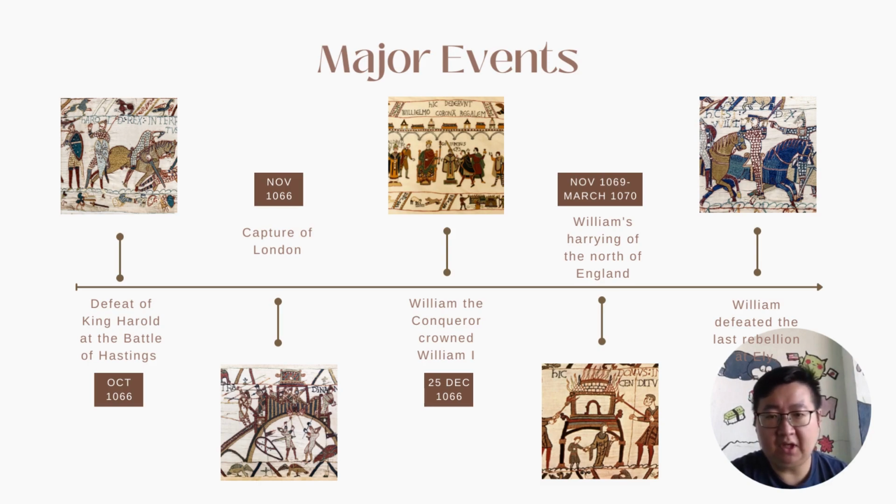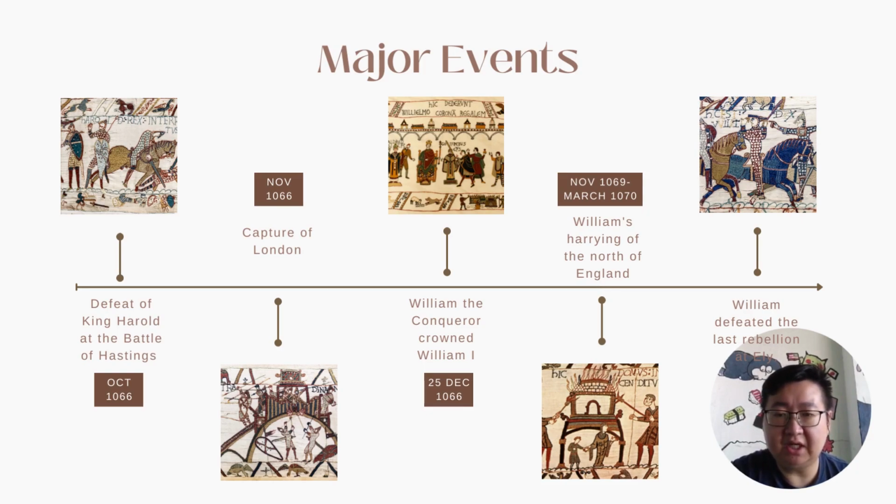And here we can see a lot of major events that happened during the Norman conquest. The first, of course, is the defeat of King Harold at the Battle of Hastings, which happened in October of 1066 AD. And then William's capture of London, which happened very soon after King Harold fell, and the rest of his army retreated back to their own lands.